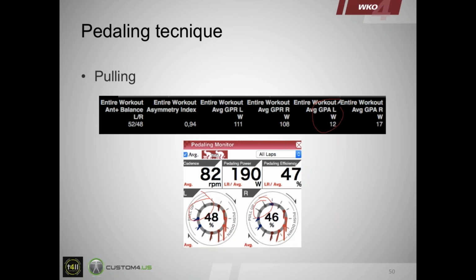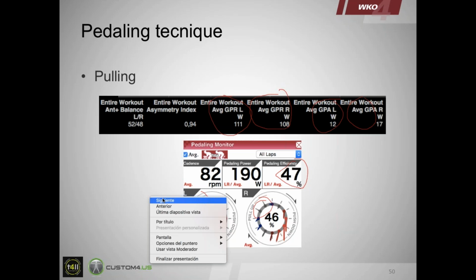GPA decreases, obviously, but at the same time the GPR was lower, in comparison with other pedaling techniques like circling or pushing that we are going to see later. You can see that the pedaling efficiency was 47 for this pedaling technique.